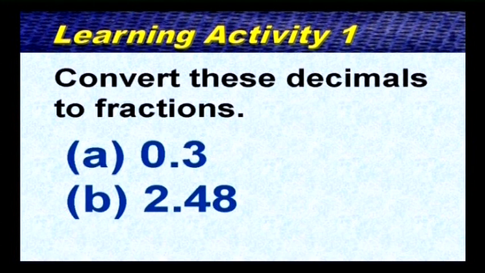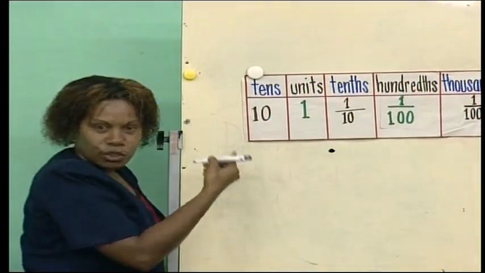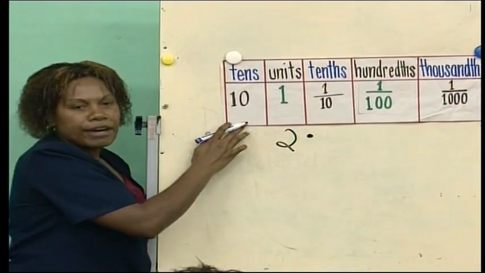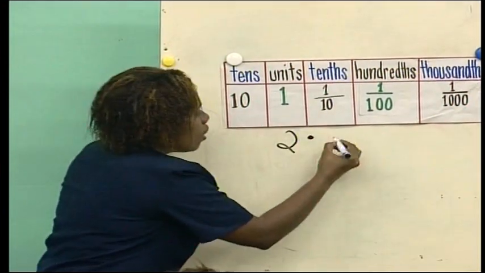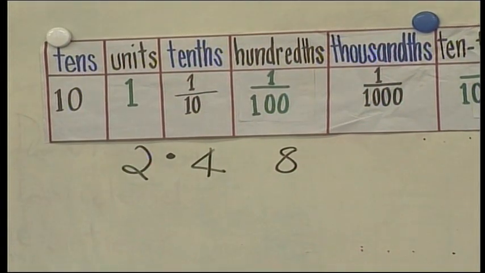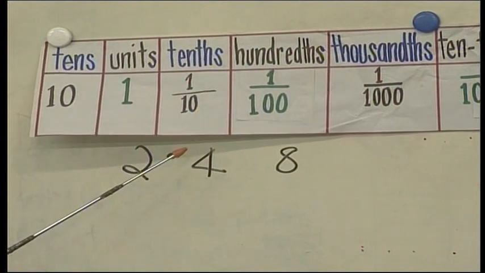2.48. Change that into a fraction. Okay, so we've done 0.3. Okay, 2.48. Okay, use this place value chart. Where will my 2 go? Okay, sorry, I have my decimal point here. Units or ones. So 2, and 4 and 8. 4 tenths and 8 hundredths. 2.48. Now, we try to change this into a fraction.